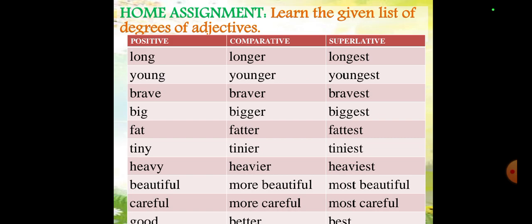So the home assignment is that you have to learn the given list of the degrees of adjective. Here you can see the first one, long, longer, longest; young, younger, youngest; brave, braver, bravest; big, bigger, biggest; fat, fatter, fattest; tiny, tinier, tiniest; heavy, heavier, heaviest; beautiful, more beautiful, most beautiful; careful, more careful, most careful; good, better, and best.